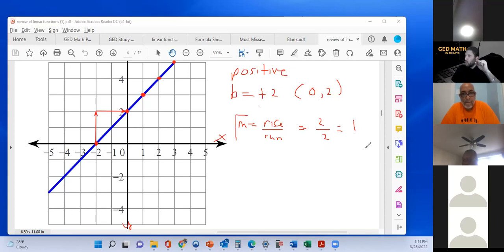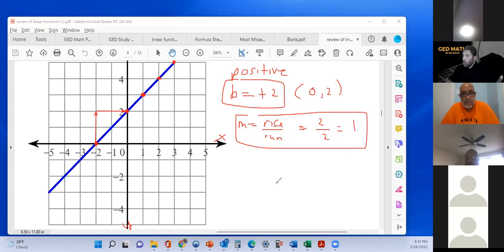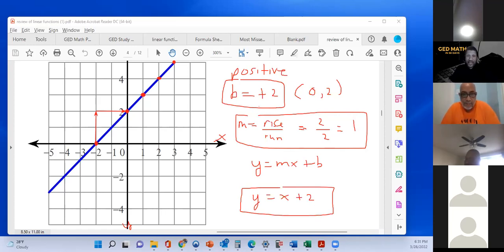So if my slope is 1 and my y-intercept is +2, what is my equation of the line? y equals mx plus b. y equals x plus 2. So all we did, understand what we did. Let me change my colors again. All we did was take this and put it right there. We just substituted it in.